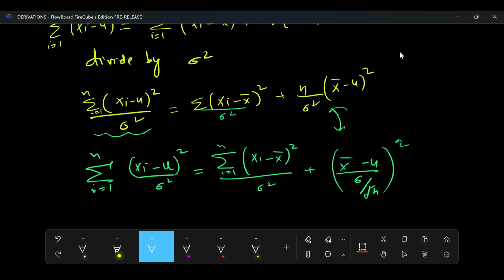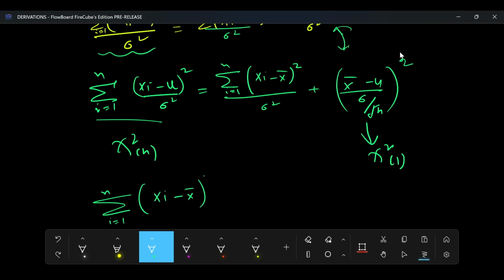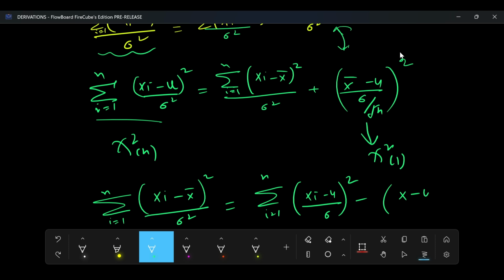So now, what is this? This is my chi square n, and this is my chi square 1. Then what will be the distribution of this? This will be chi square n minus 1. So summation i equals 1 to n of (xi minus x bar) square upon sigma square is equal to summation i equals 1 to n of ((xi minus mu) upon sigma) whole square minus ((x bar minus mu) upon sigma divided by root n) whole square.